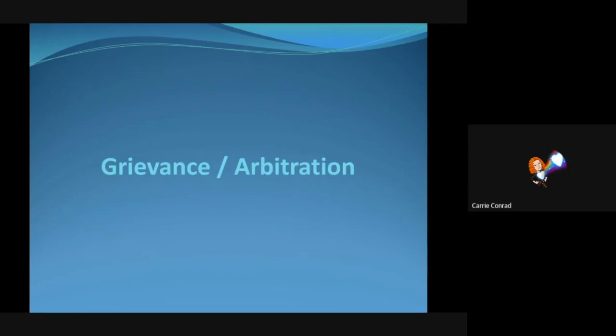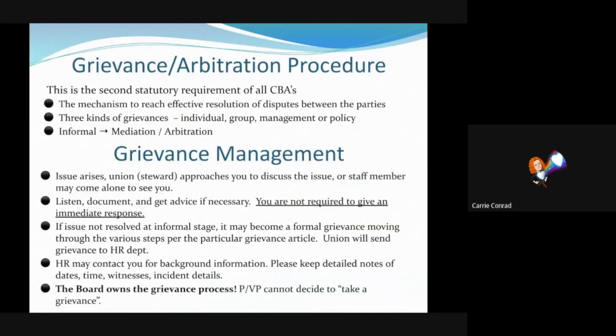Grievances and arbitration. If you recall earlier, I indicated that there were 4 statutory requirements of a collective bargaining agreement. The grievance arbitration process is the second statutory requirement. Essentially, it's a mechanism to reach effective resolution of disputes between the parties being the school board and the local union.